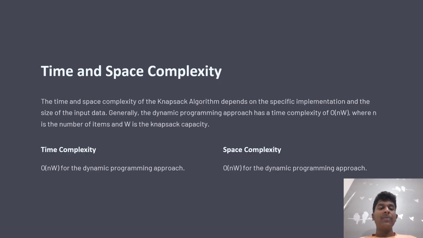Time and space complexity. The time and space complexity of the knapsack algorithm depends on the specific implementation and the size of the input data. Generally, the dynamic programming approach has a time complexity of O(nW), where n is the number of items and W is the knapsack capacity. The time complexity is O(nW) for the dynamic programming approach, and the space complexity is also the same.